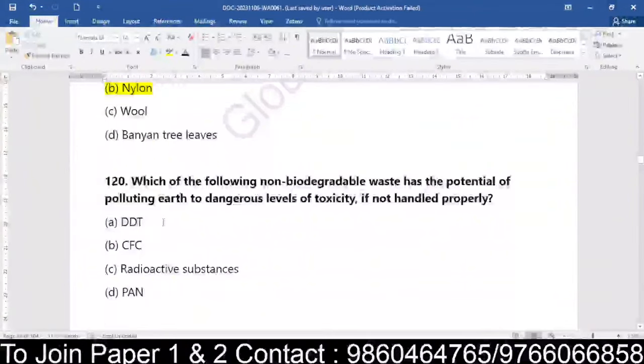Here they have used certain acronyms also. You should be knowing them very well. Which of the following non-biodegradable wastes has the potential of polluting the earth to a dangerous level of toxicity if not handled properly? Whether it is DDT, CFC, radioactive substances, or PAN.